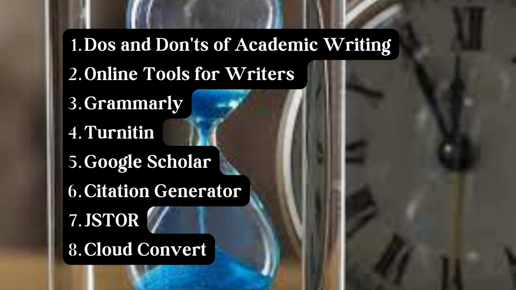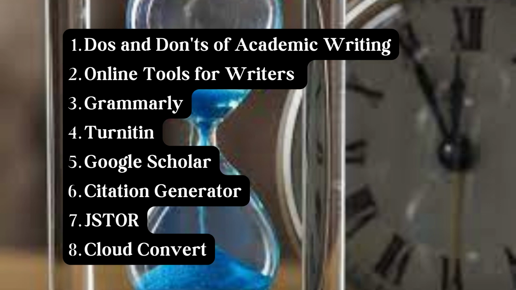Number three, Google Scholar. This is a search engine for scholarly articles, theses, books, and more. It helps writers to find authoritative sources for research. Number four, citation generator. It creates proper citations in various styles, that is APA, MLA, and even Chicago. It ensures accurate and consistent referencing of sources.